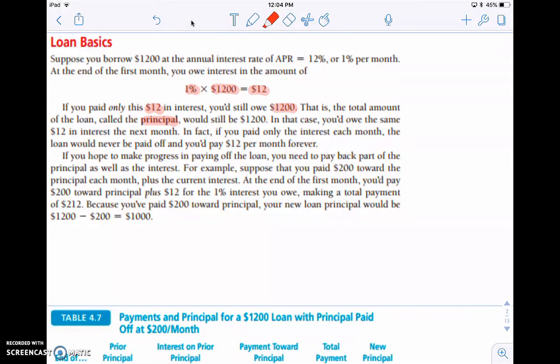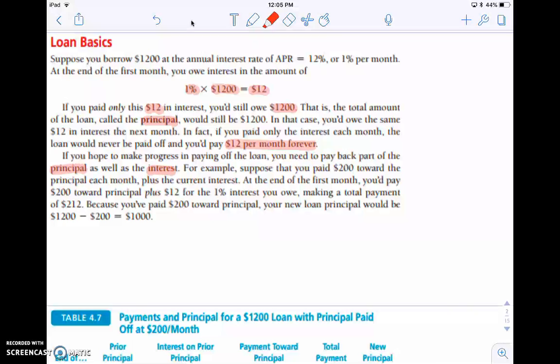Now, if you only paid the interest of $12, then the next month you would owe $12 again. And if you only paid $12 per month, you would be paying $12 for the rest of your life. So if you hope to make any progress on paying off your loan, you need to pay back part of the principal as well as the interest. When you get statements, you'll see how much money goes towards interest and how much goes towards principal.